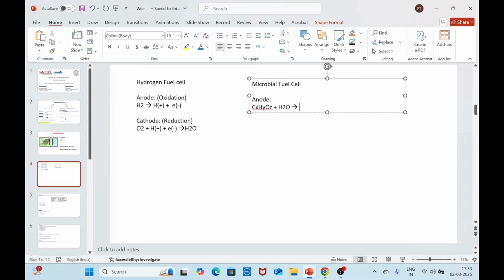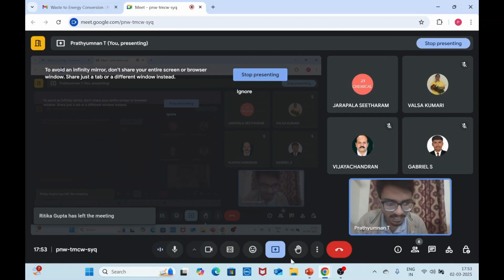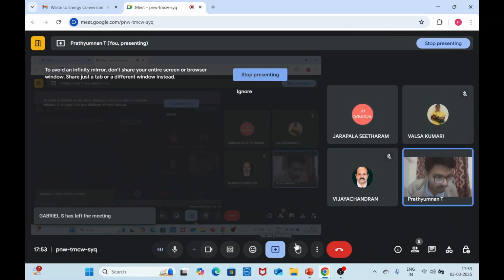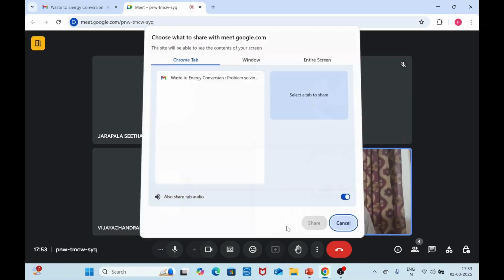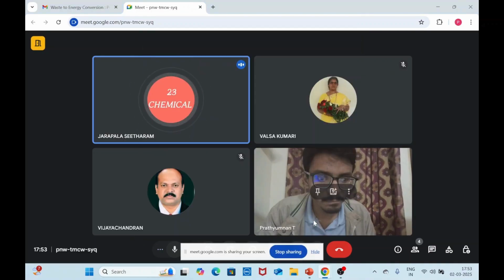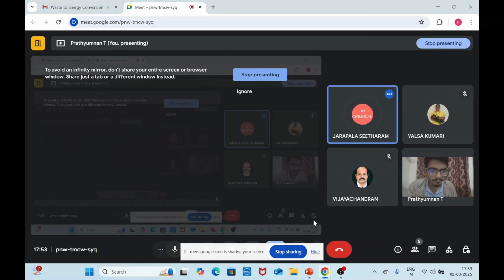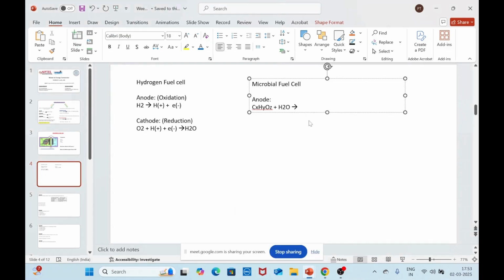The screen is not visible. Okay, just a second. Let me stop presenting and present again, so then we will see. What about now? Is the screen visible?